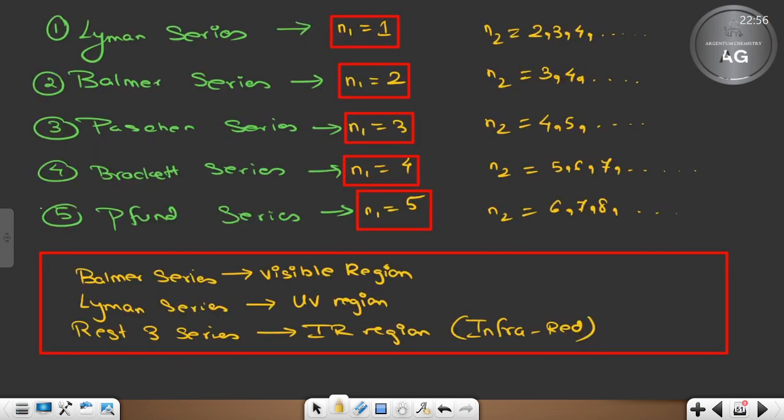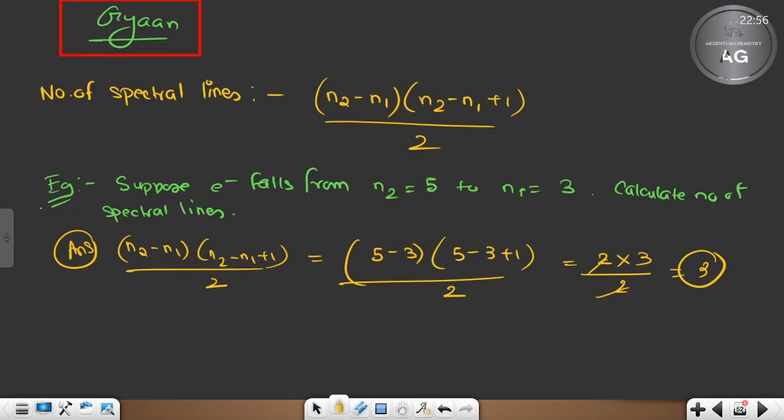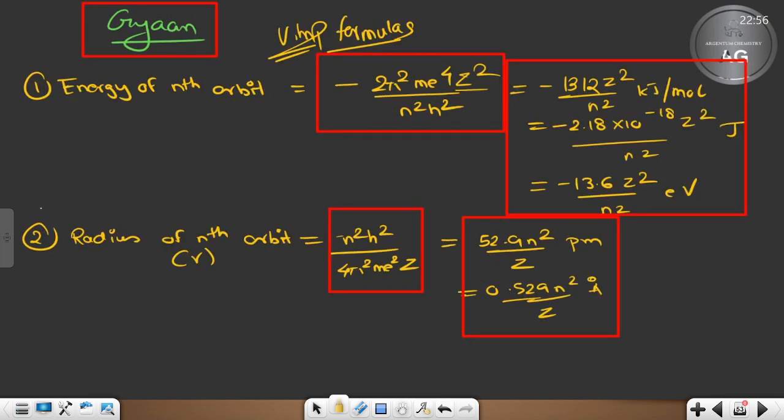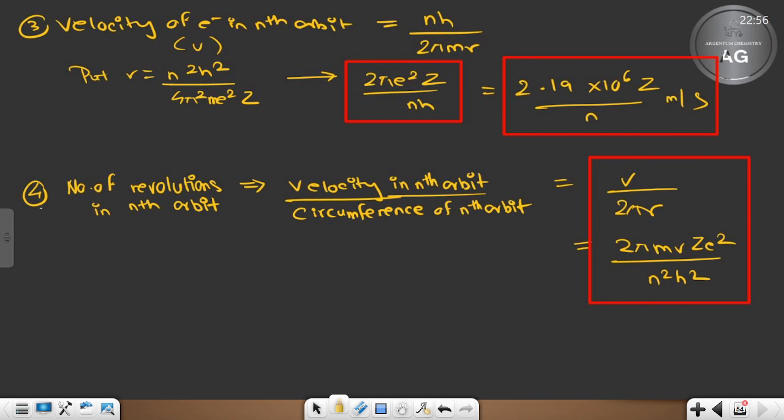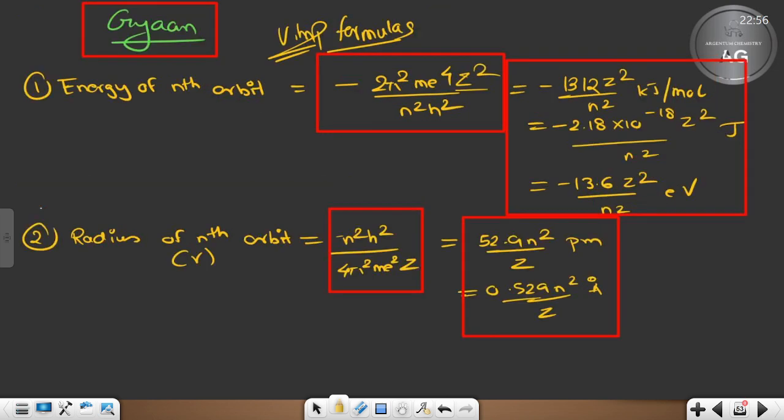Lyman series, 1 by lambda equals R constant bracket, and the Pfund series. I have told you which region each one lies in. The number of spectral lines formula is (n2 minus n1)(n2 minus n1 plus 1) by 2. Energy of nth orbit, radius of nth orbit, velocity of nth orbit, and number of revolutions are very important formulas, required for JEE mostly. Clear? This was all that we had discussed in the previous class.